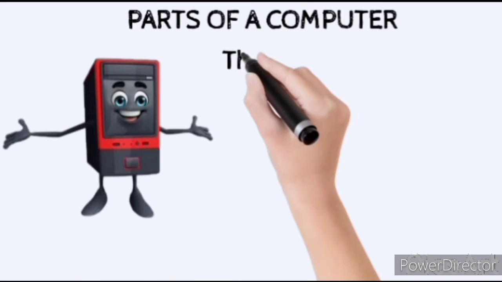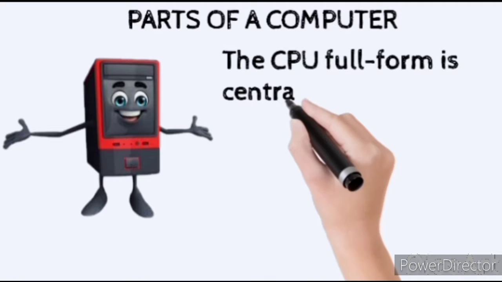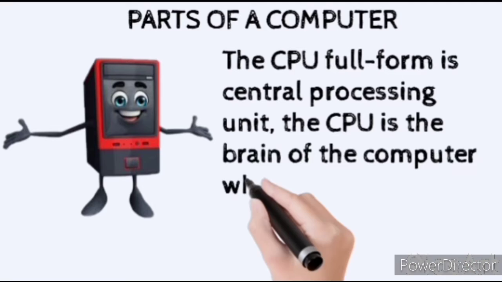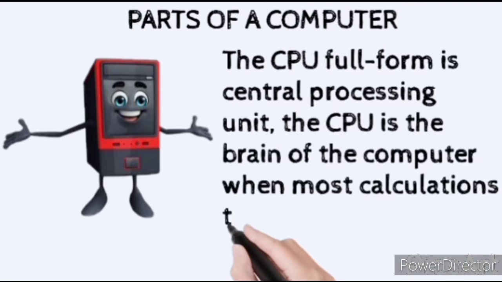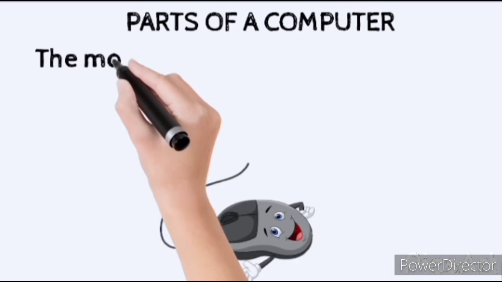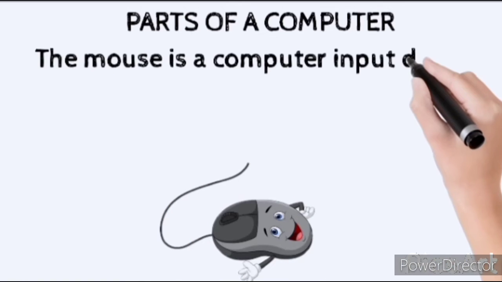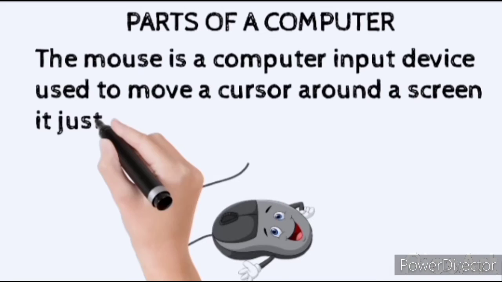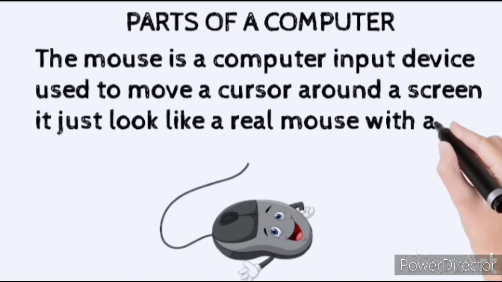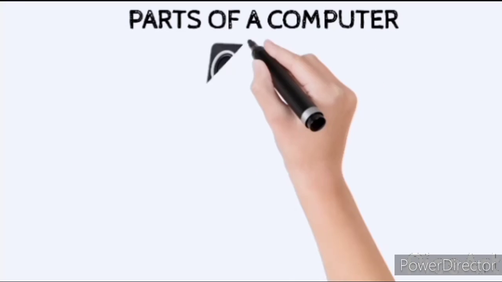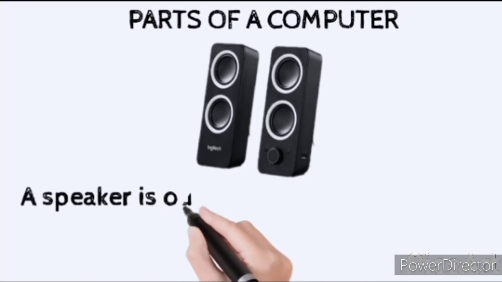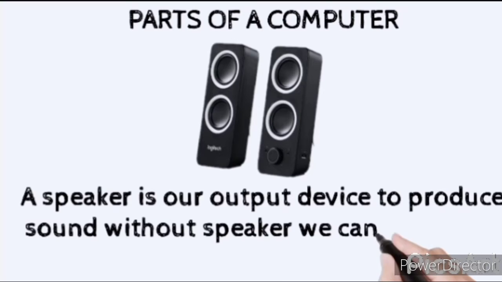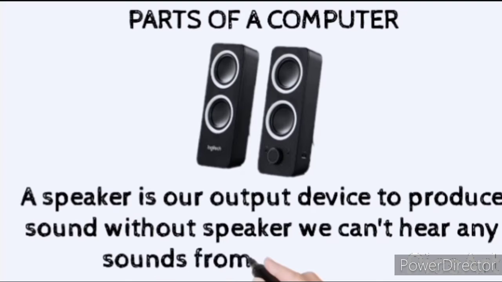CPU. The CPU full form is Central Processing Unit. The CPU is the brain of the computer where most calculations take place. Mouse. The mouse is the computer input device used to move a cursor around a screen. It looks like a real mouse with a tail, so it is called the mouse. Speaker. A speaker is an output device to produce sound. Without the speaker, we won't hear any sound from the computer.